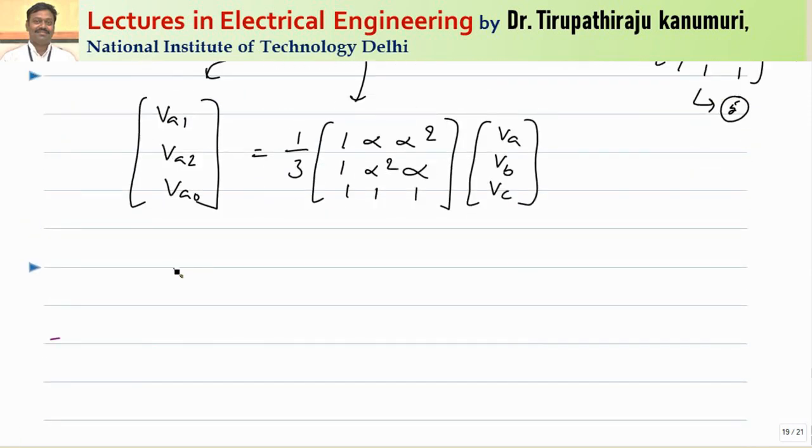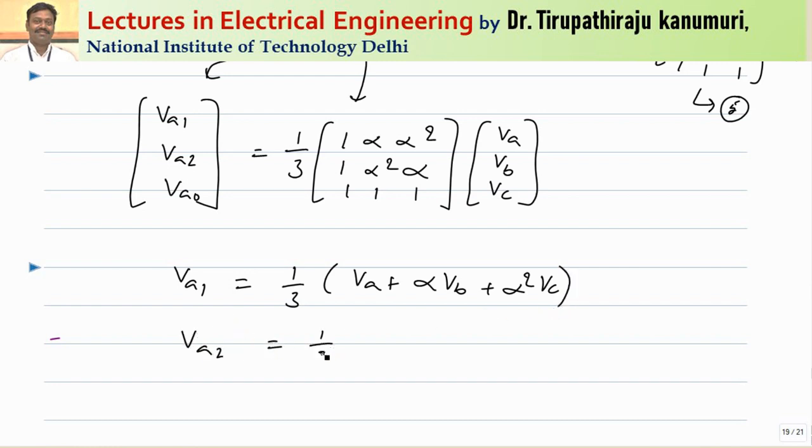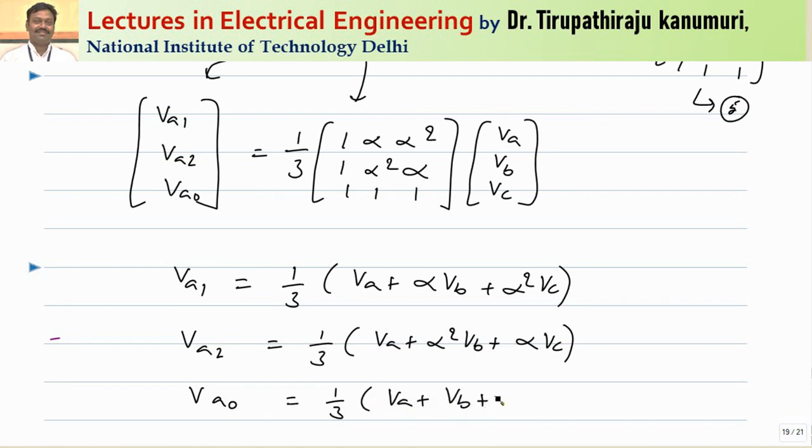So from this I can write my sequence components: Va1 will be equal to 1 by 3 times of Va plus alpha times Vb plus alpha square times Vc. Similarly, the value of Va2 will be equal to 1 by 3 times of Va plus alpha square times Vb plus alpha times Vc. Similar is the case, I can write Va0 is equal to 1 by 3 times of Va plus Vb plus Vc. I am taking this as equation number 6.